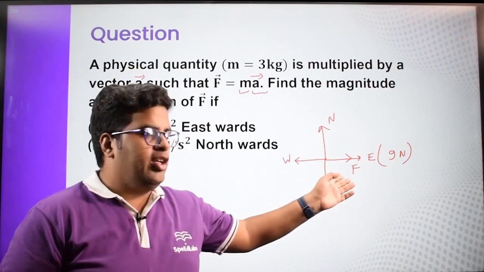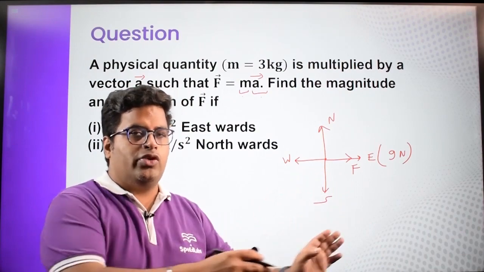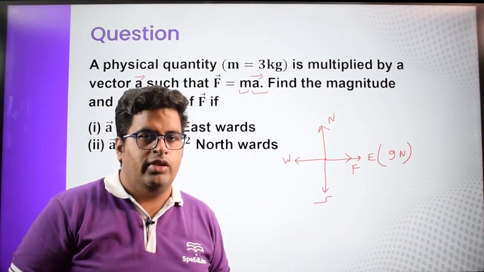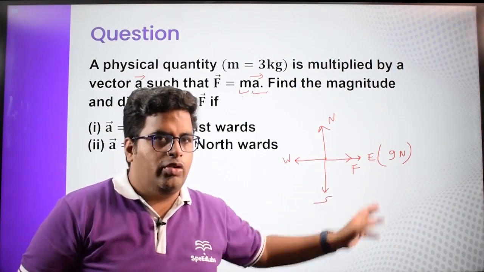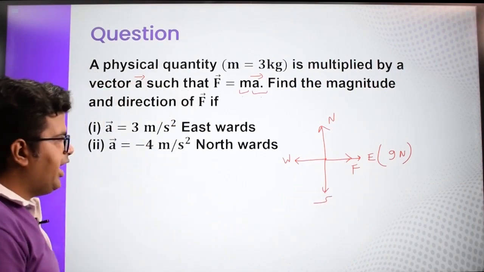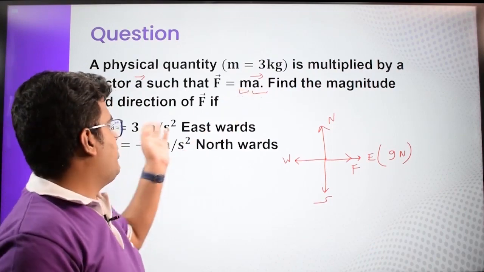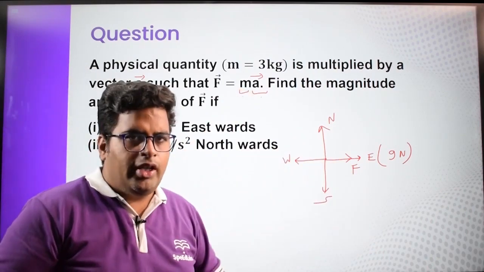So I can say over here that acceleration and force both are in the same direction, right? So they are basically collinear, but the magnitude may differ. Actually it differs, because the acceleration's magnitude was 3 and the force was 9 newton.